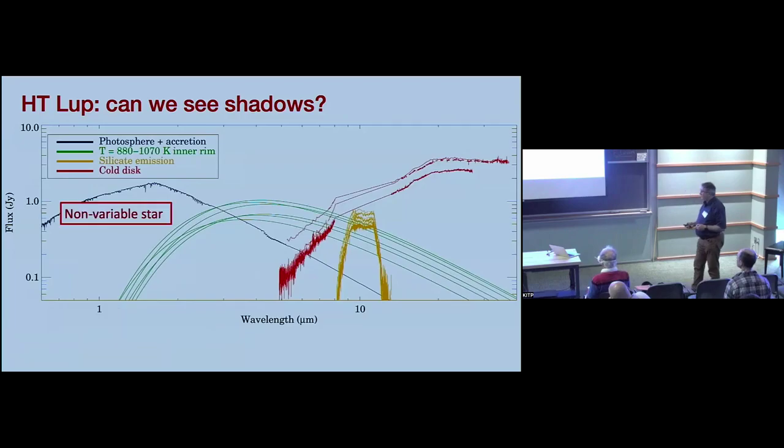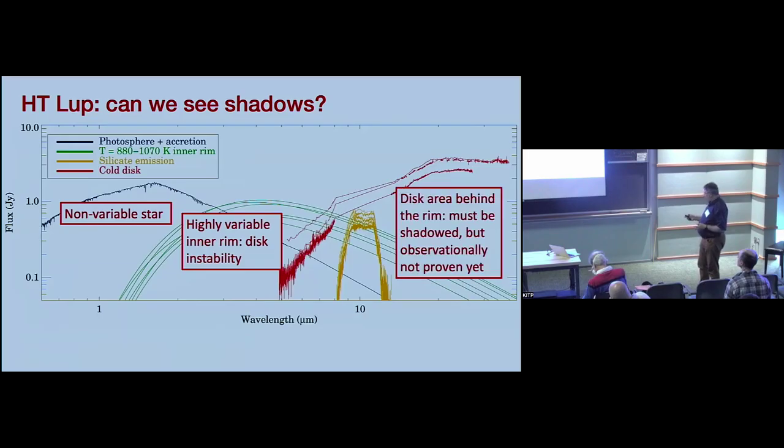So what's our picture? We have a non-variable star. We have a highly variable inner disk. You see how these green lines change. And we have also the other part, which is highly variable. One cannot imagine any other reason to cause this outer part variability than somehow shadowing, because the star is constant. So the only possibility is that when this rim is higher, then it blocks the light to the outer part, so this should be lower.